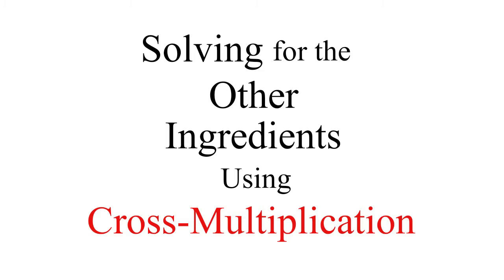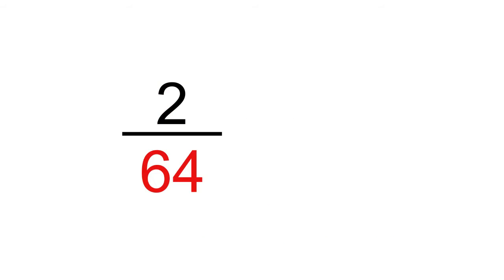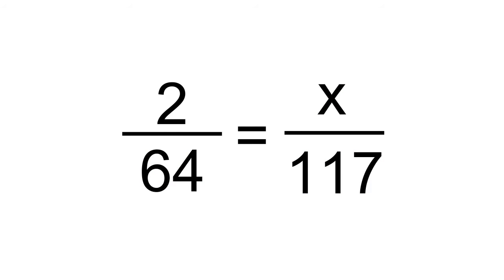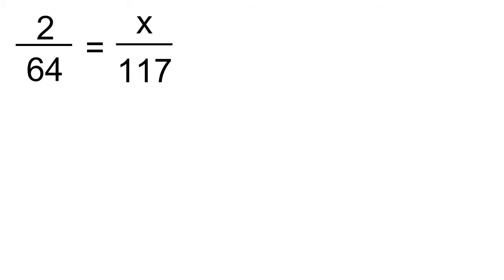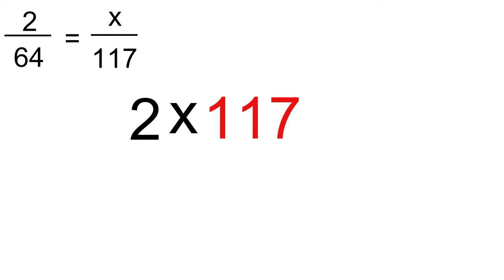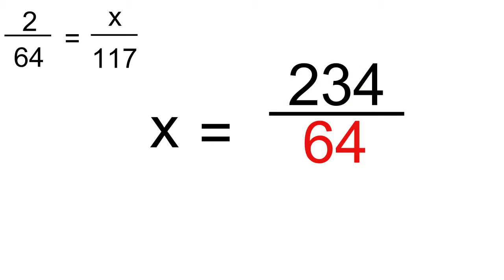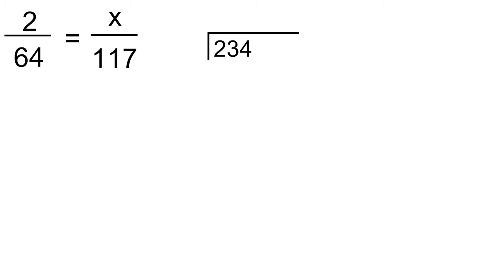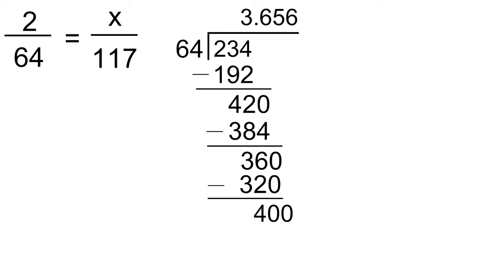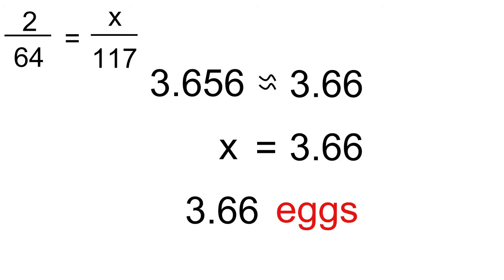The next ingredient is the eggs. Let's try cross multiplication again using 2 instead of 1/2. The problem is 2 over 64 equals X over 117. 2 times 117 equals 64X, or 2 times 117 over 64 equals X. 2 times 117 equals 234, so X equals 234 over 64, or 234 divided by 64. The answer is 3.656, which is about 3.66. X equals 3.66, and I need 3.66 eggs for the brownies.